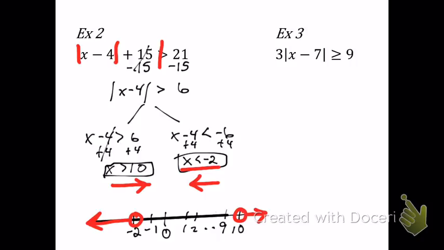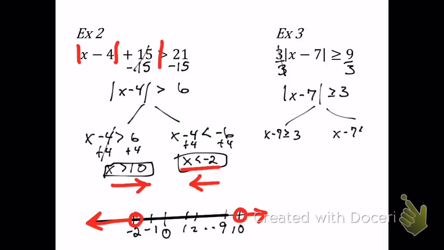So example 3, we have 3 absolute value of x minus 7 is greater than or equal to 9. So we're going to divide each side by 3. And that leaves us with x minus 7 is greater than or equal to 3. And then we just solve it in the same way we've been doing. So we've got x minus 7 greater than or equal to positive 3. X minus 7 is less than or equal to -3.